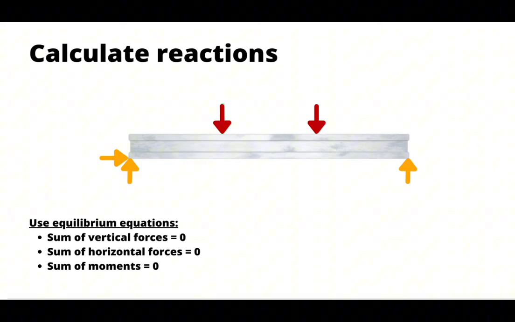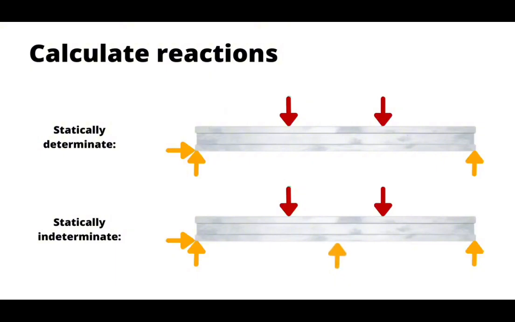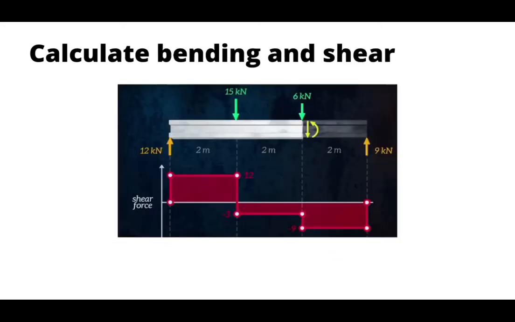To calculate the reactions, we need to use equilibrium equations where the sum of the vertical and horizontal forces are zero and the sum of the moments is zero, meaning the beam is at rest. There are two cases when using equilibrium equations though. Statically determinate is where you create the same number of equations as unknowns, and therefore we're able to solve all the equations. However, statically indeterminate is harder, where you have more unknowns than solvable equations. In this case, you need to use more advanced calculations such as moment redistribution to solve the beam and to find all of these internal forces.